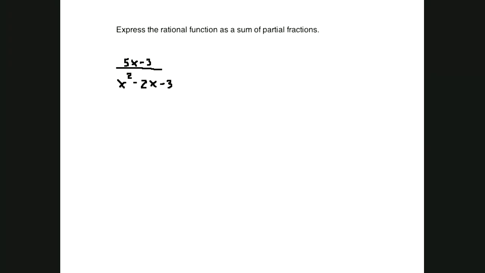Okay, so if I gave you a problem like this, the first thing you want to do is make sure the bottom factors. If the bottom doesn't factor, there's nothing you can do. So I'm going to rewrite this as 5x minus 3 over x squared minus 2x minus 3. Well, that factors to x minus 3, x plus 1, doesn't it? So what we're going to do is break this thing up. You don't know what the a and b values are, but we're going to say that a over x minus 3 plus b over x plus 1 is going to equal this, right? We're just going to split it up.